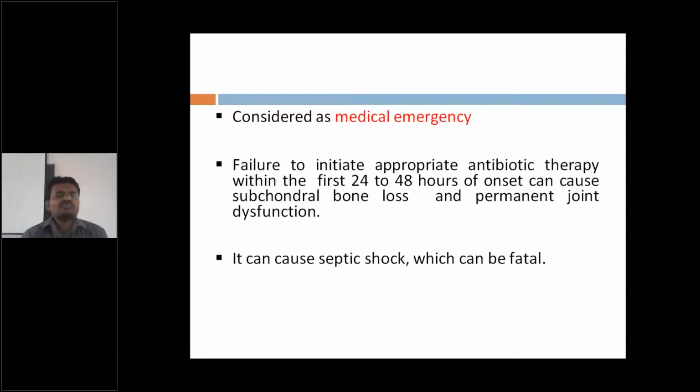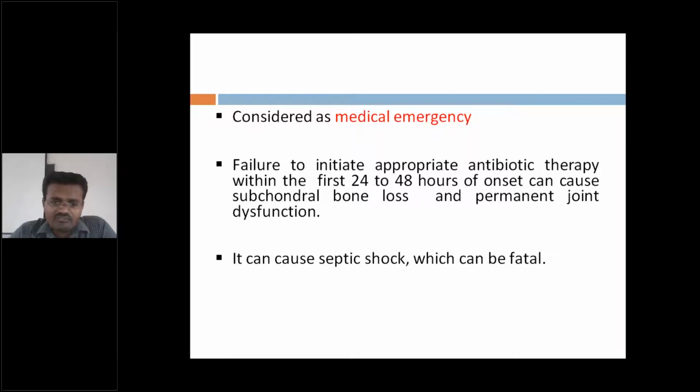Septic arthritis is a medical emergency, so we should operate immediately. Why? Because septic arthritis even leads to sepsis. Since it comes in immunocompromised people, their immunity is already suppressed. So when there is an infection within the joint, it will spread through the blood into the whole body, leading to septic shock. Therefore it's a medical emergency. We should operate immediately, do an arthrotomy, remove all the pus, and debride the synovium.